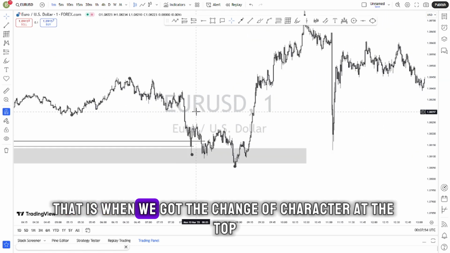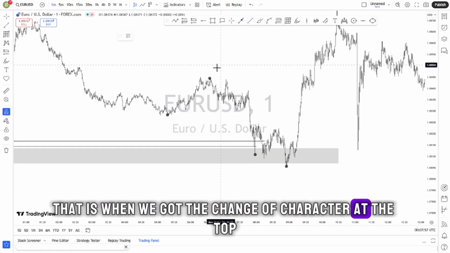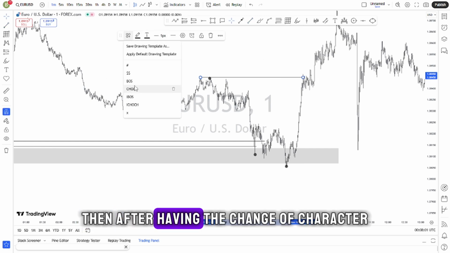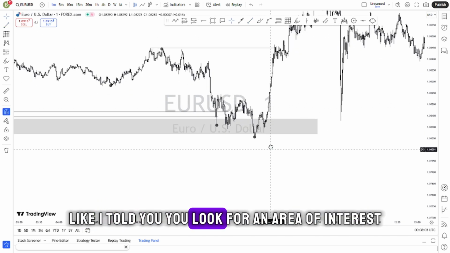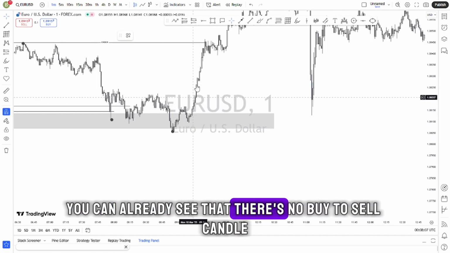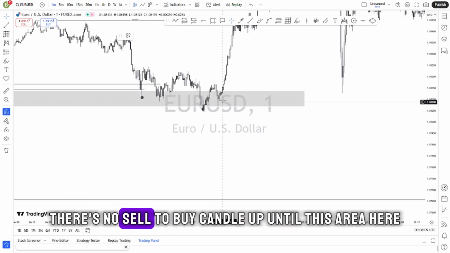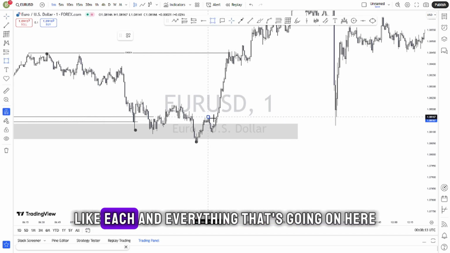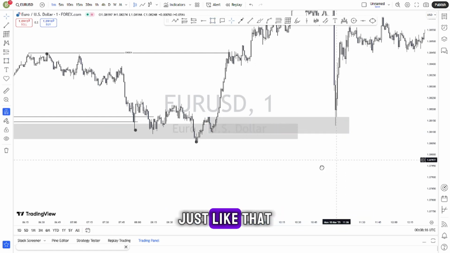Then that is when we got the change of character at the top, just like that. Change of character within here. After having the change of character, like I told you, you look for an area of interest. But in this one here, you can already see that there is no buy to sell candle, there's no sell to buy candle up until this area here. So you're gonna draw out each and everything that's going on here, just like that.